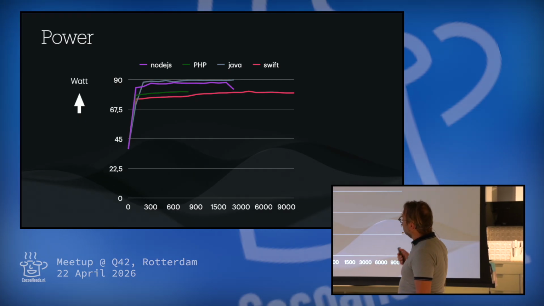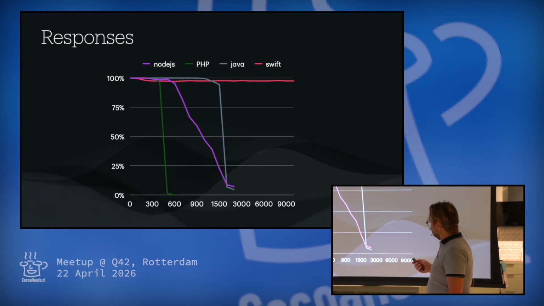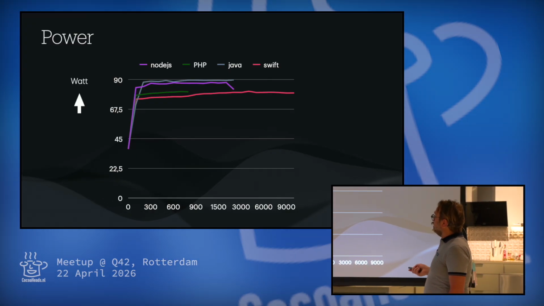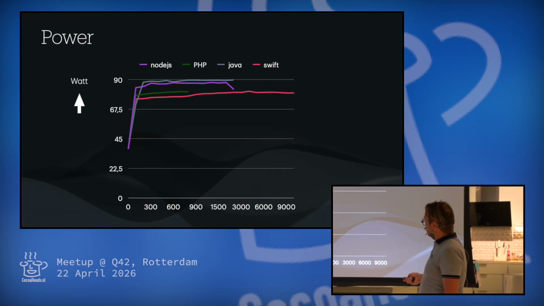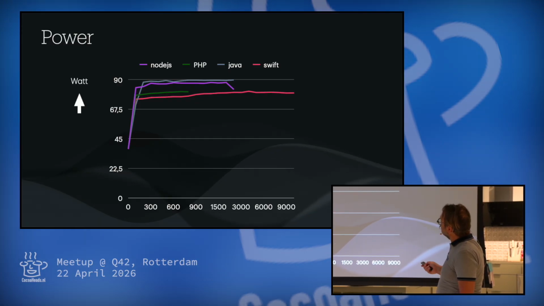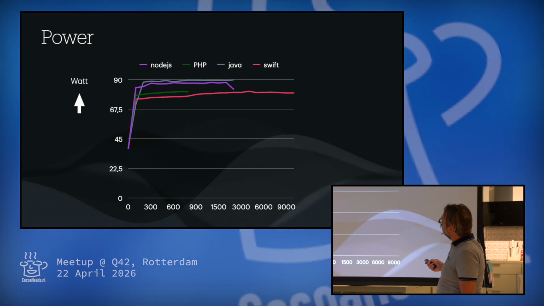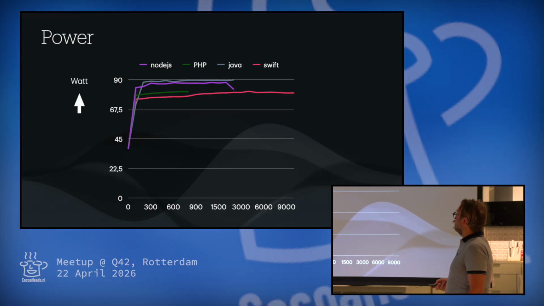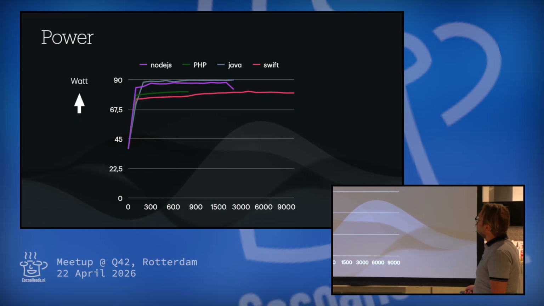We'll go back into that later, but first I wanted to also look at the power, because that was where it all started. I wanted to see the power usage while doing these things. So here you see, for example, with 600 concurrent requests, Swift uses the least power, then PHP, then JavaScript, and then Java. So Java uses the most power when doing all these requests.